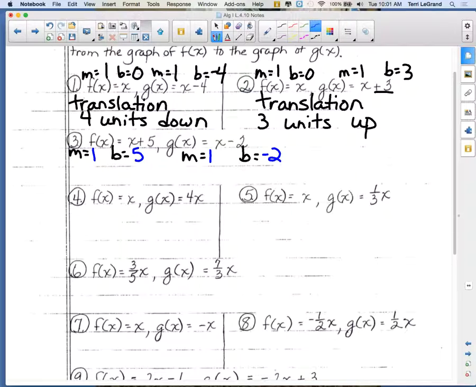So translated. Okay, now comes the bravery. How many units in what direction? 7 units. What did you say? Down. It went from +5 down to -2 on the y-axis.